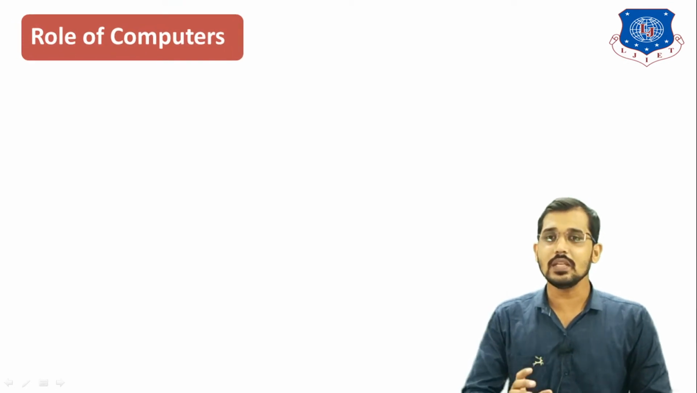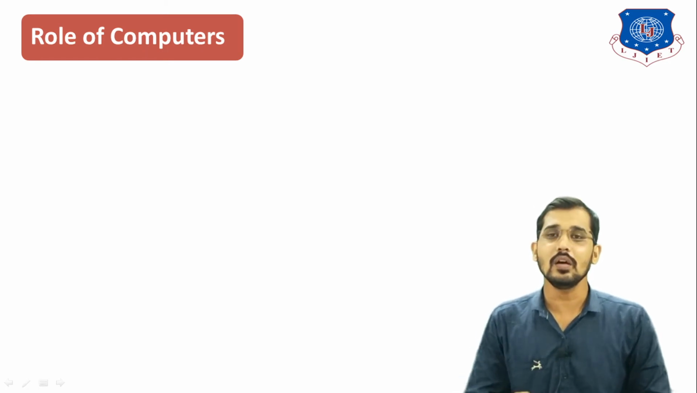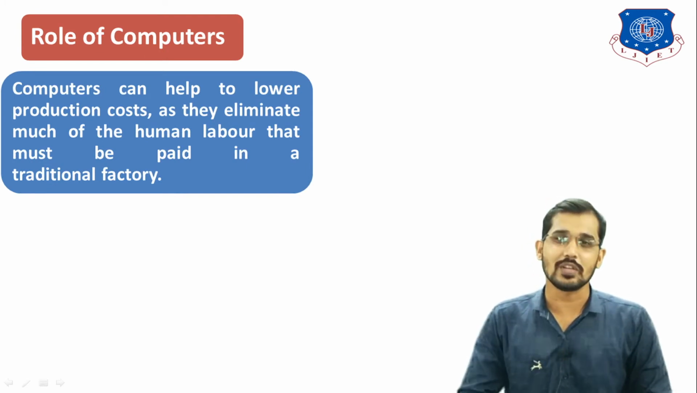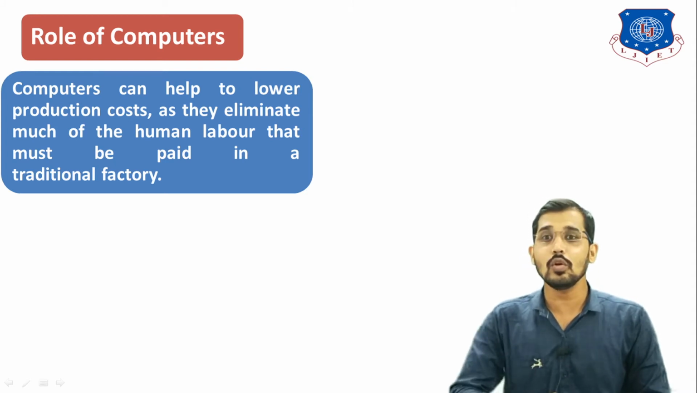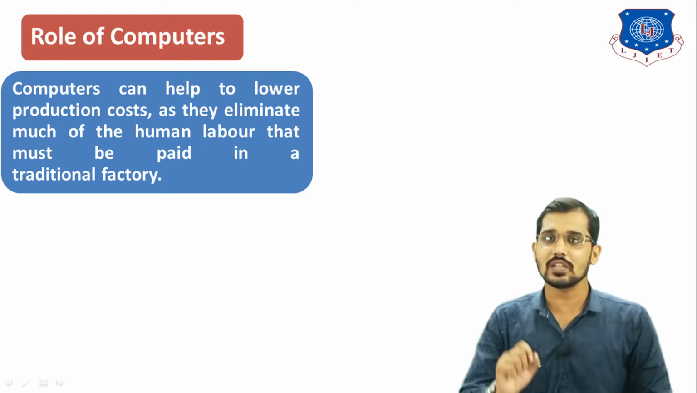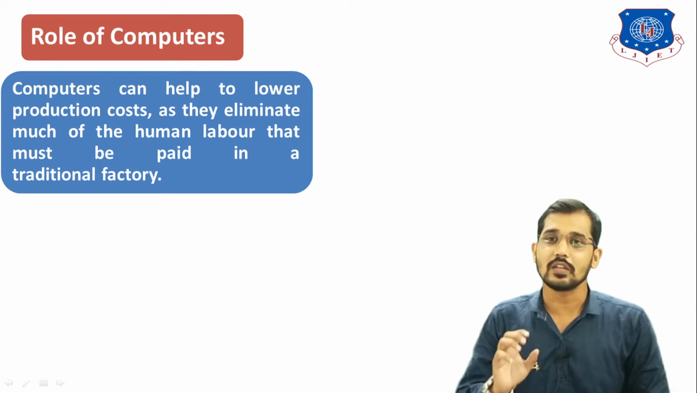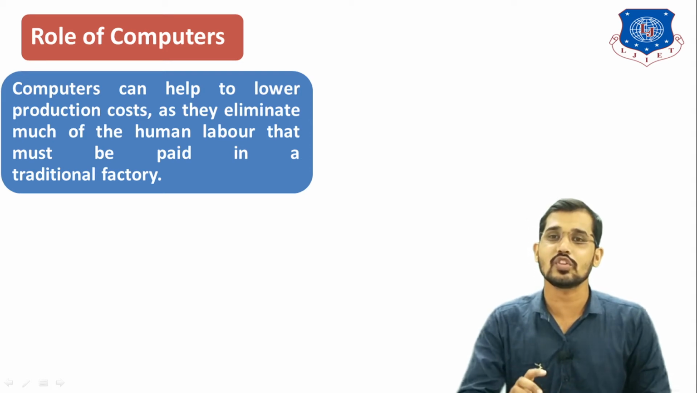In this slide, we will see some important points related to the role of computers in automated systems of the industries. So you can see the first point: why many industries are using computers. We know that by using computers, we can minimize the operating cost, or I can say the overall cost of the plant. I am reading this first point now. You can see on the screen. Computers can help lower the production cost as they eliminate much of the human labor that must be paid in a traditional factory. Means by using computers, by using an automated system, we can minimize the labor cost, we can minimize the overall production cost.